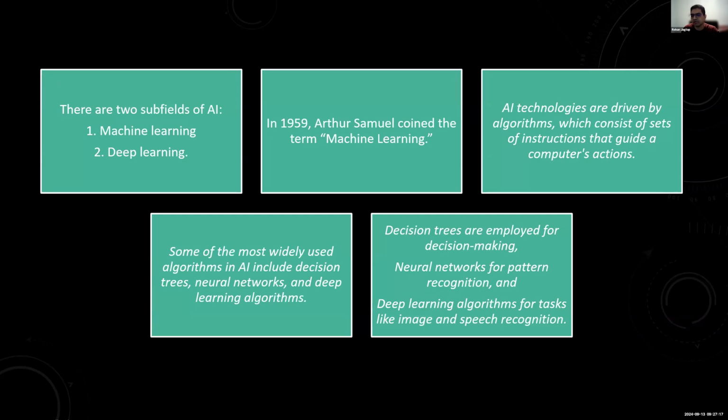Decision trees are employed for decision making. Neural networks are recognized for pattern recognition, so that's what we use a lot in dentistry, where we want to make sure the computer is learning those patterns. And deep learning can do more complex image-like tasks, such as more complex image analysis or speech recognition. Deep learning is used there.